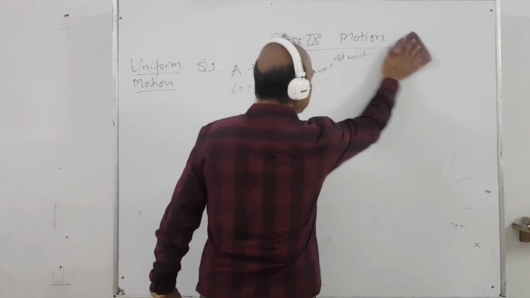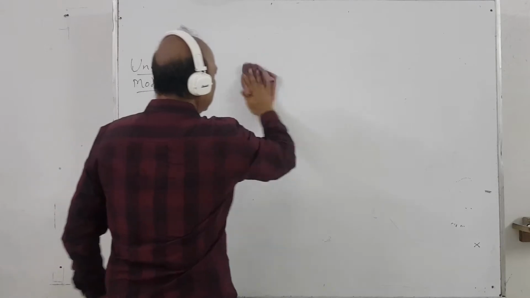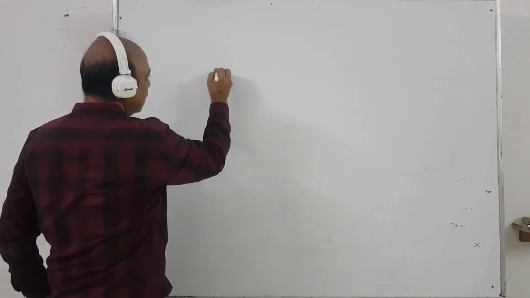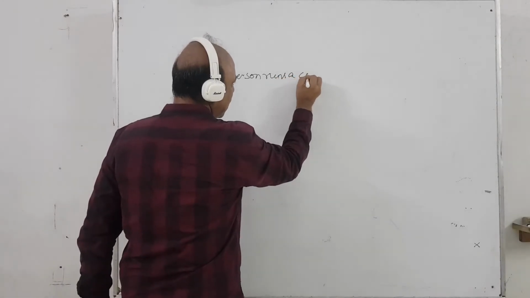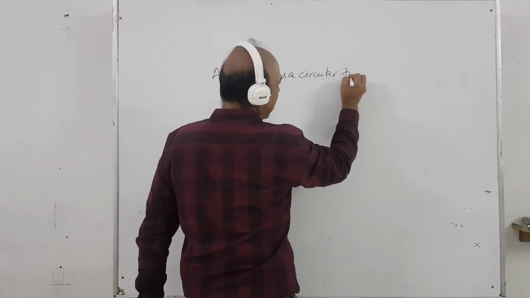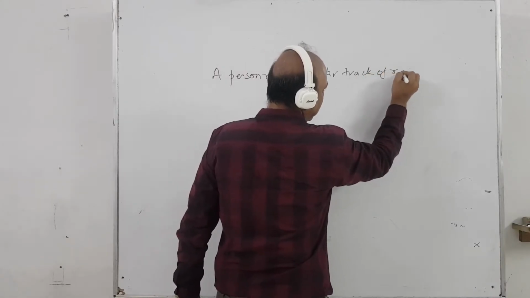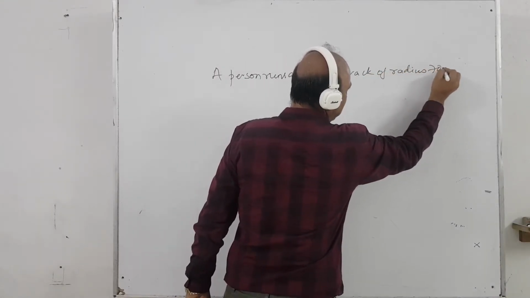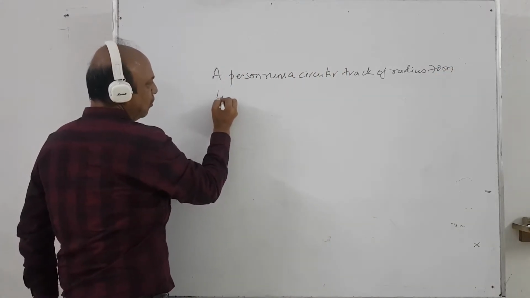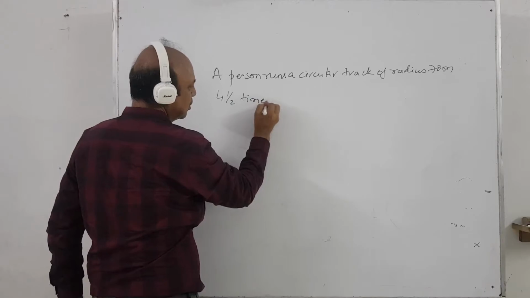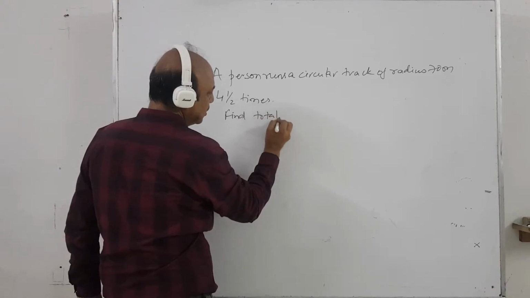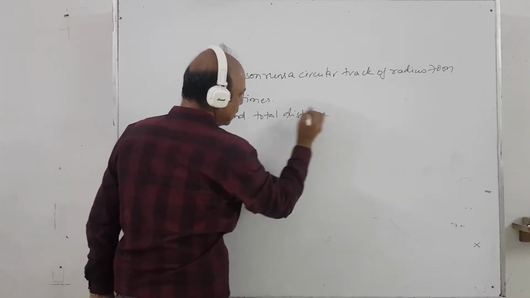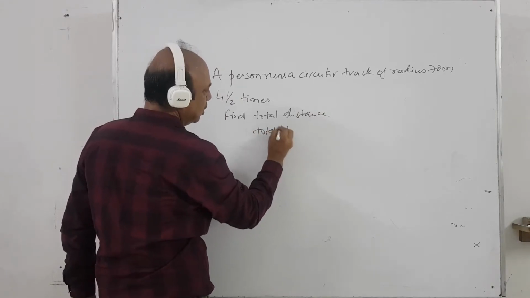Next question is not from uniform motion. A person runs a circular track of radius 70 meter 4.5 times. Find total distance, total displacement.